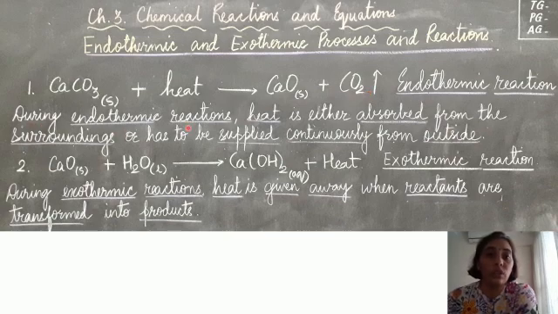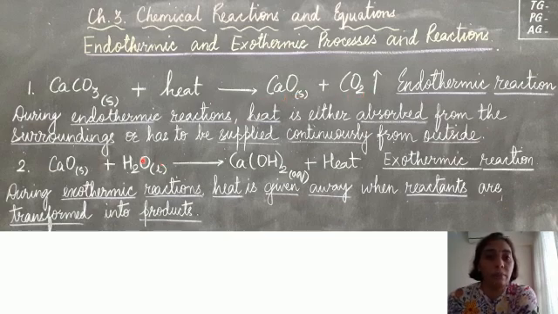So during endothermic reactions, heat is either absorbed from the surroundings or has to be supplied continuously from outside. So here we are continuously supplying the heat from outside to convert calcium carbonate into the products.